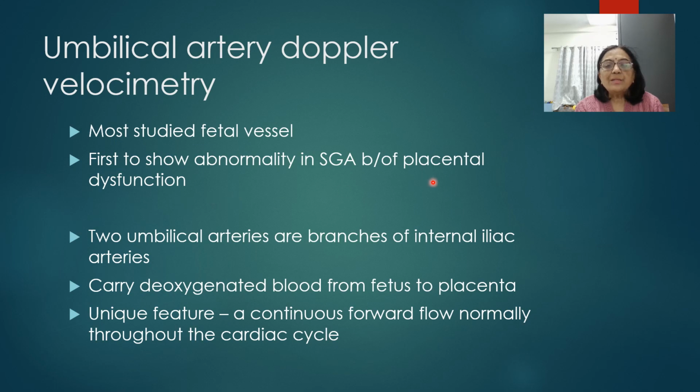But if it is because of placental dysfunction or chronic placental insufficiency, then the first vessel which shows abnormality is the umbilical artery. As we have already seen, the two umbilical arteries are branches of the internal iliac arteries. These umbilical arteries carry deoxygenated blood from the fetus to the placenta. A unique feature is that this artery normally shows a continuous forward flow throughout the cardiac cycle. That means during systole as well as during diastole, there is normally a continuous forward flow through the umbilical arteries.